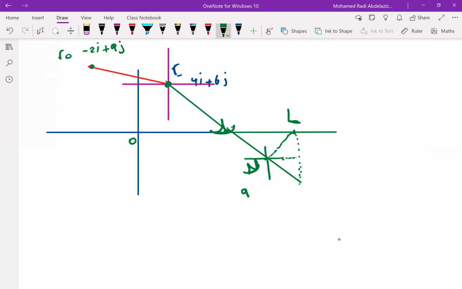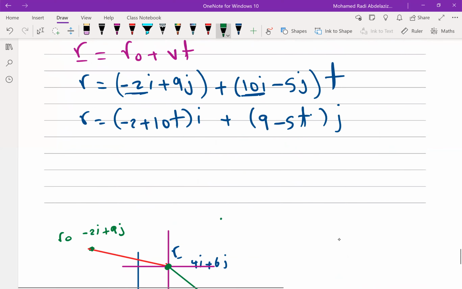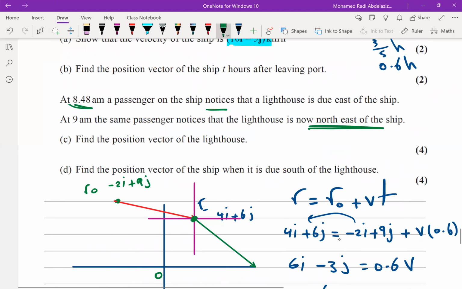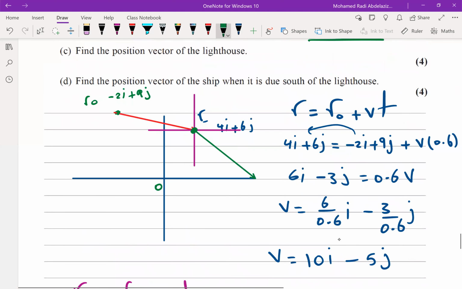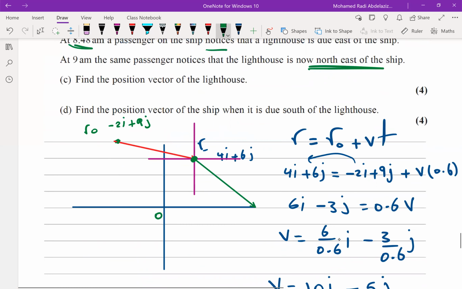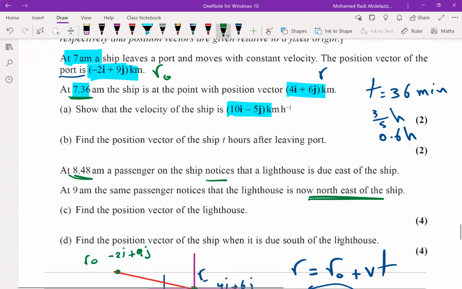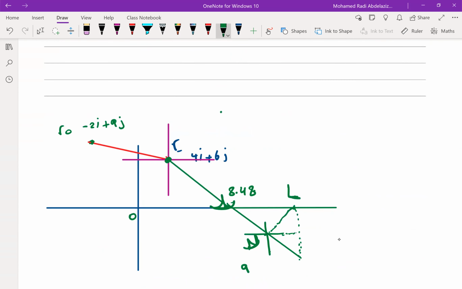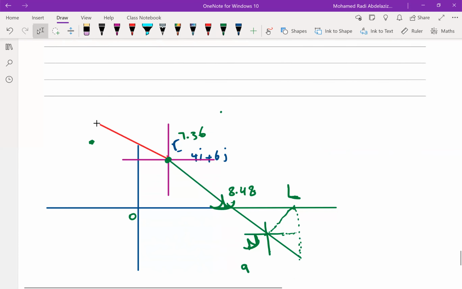This is at 9. And this is at 4:48, 8:48, and this is at 7:36. And I will show direction of this part, which is just this point, to be like this.